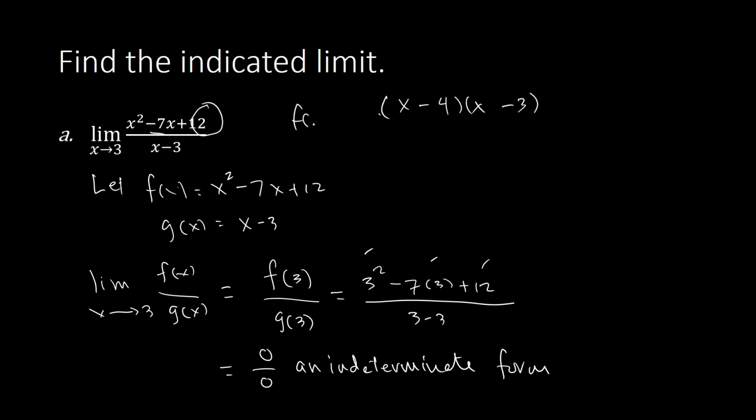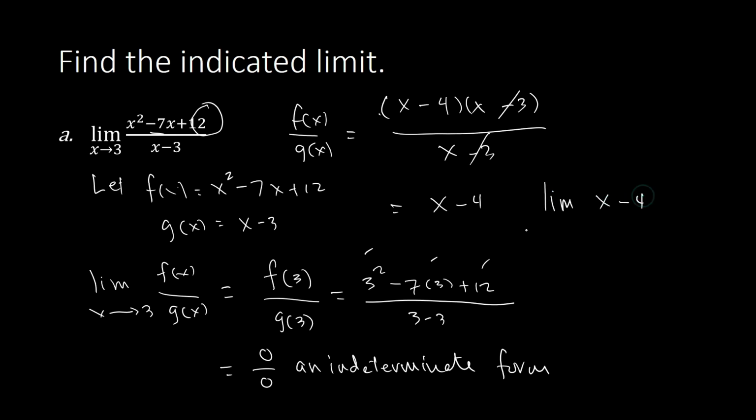So our f of x over g of x is equal to this, and then divided by x minus 3. x minus 3 divided by x minus 3 is equal to 1. So we are just left with x minus 4. What is the limit of x minus 4 as x approaches 3? That is just 3 minus 4, which is equal to negative 1.